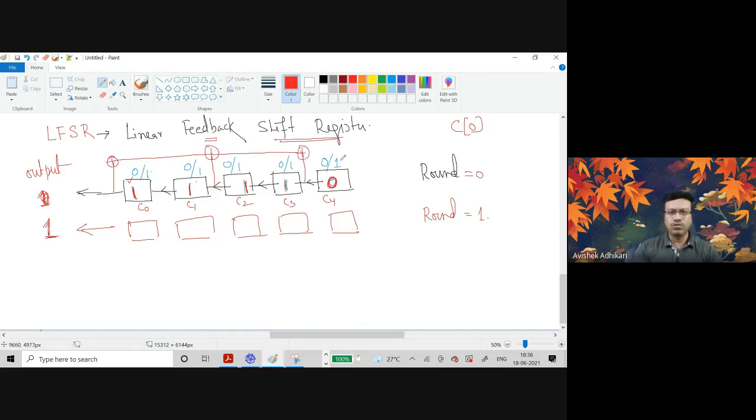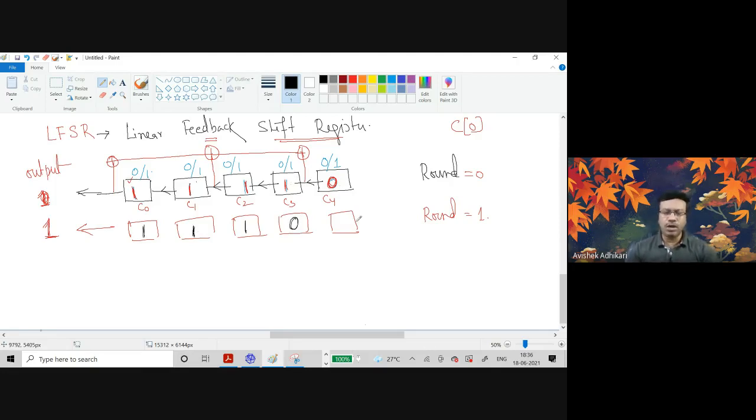In the next round, this value will be shifted from here to here. No problem. That means in the next round, everything will be shifted by 1. So it will go out, and it will come here, that is 1. It will come here, that is 1. It will come here, that is 1. It will come here, that is 0.